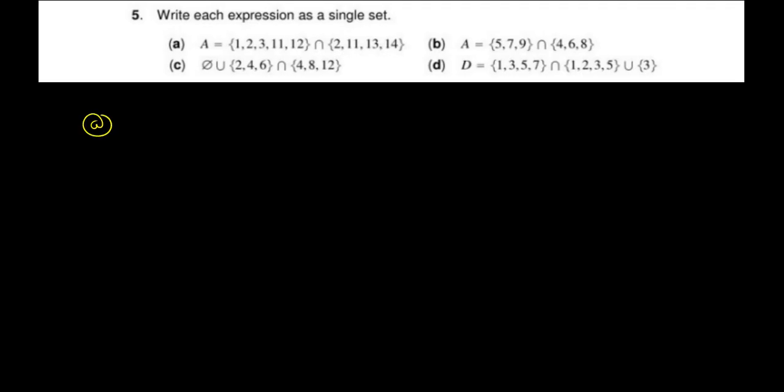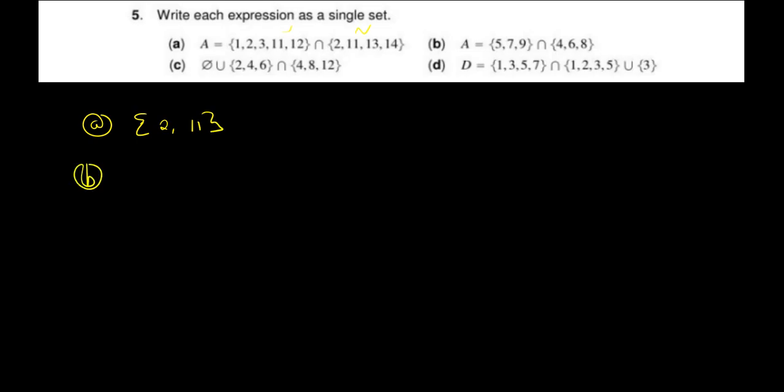Write each of the following expressions as a single set. So to write this one as a single set, we'll say A intersection B, the way they are intersecting now, so we'll put it as a single set. We can only see 2 there. What else is found on both sides? I can see 11 there. There's nothing apart from this. So we are done for A.